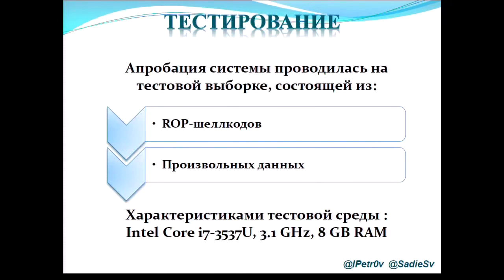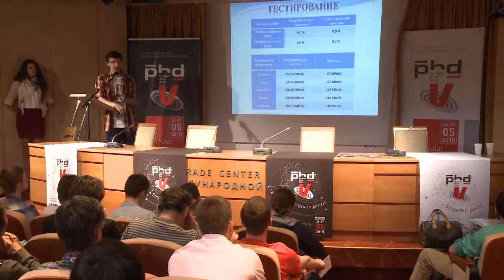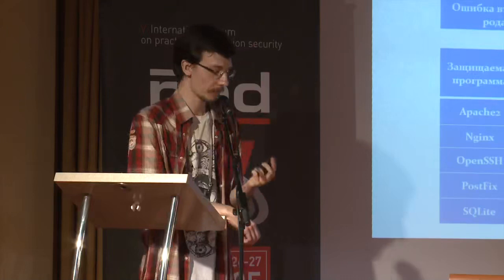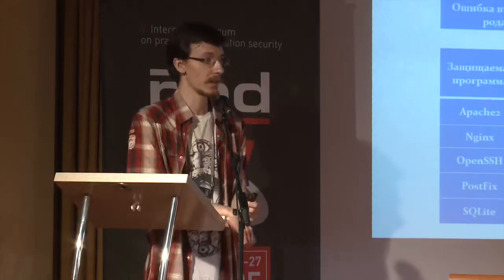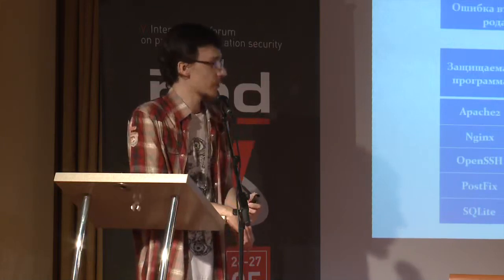The system that we have developed was tested on a test sample which consisted of ROP shellcode and legitimate data. The ROP shellcode selection was made out of existing ROP shellcodes which were discovered in public exploit databases, and shellcodes which were generated with the help of special ROP shellcode generators. The testing has shown that upon the criteria of errors of the first and second type, the system that was developed is not worse than existing analogies, which is also good.